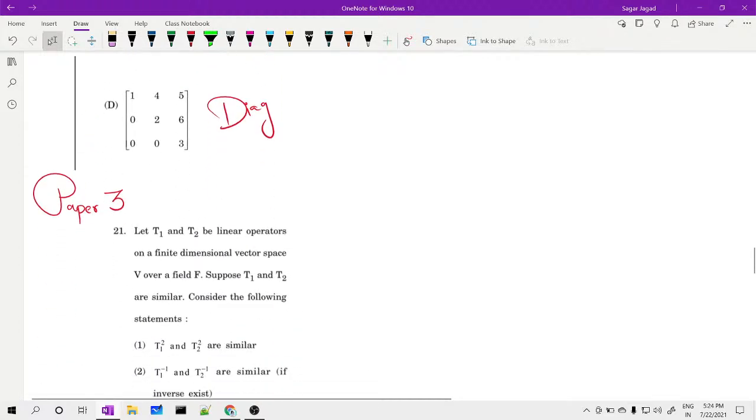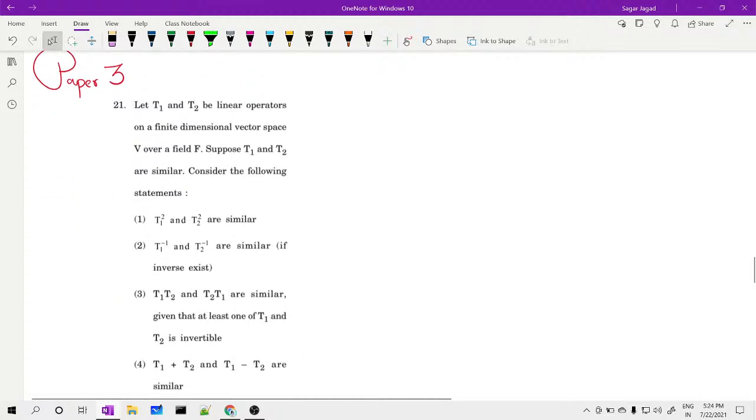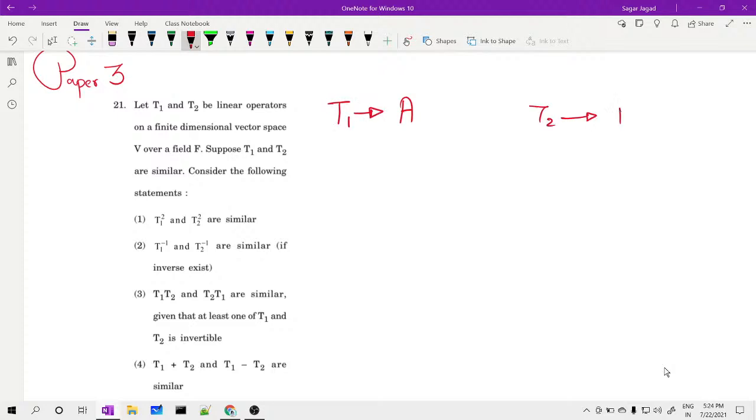Okay, now let's come to paper 3. There will be fewer questions. Let T1 and T2 be linear operators on a finite dimensional vector space V over F. Suppose T1 and T2 are similar. Consider the following statements: T1 square and T2 square are similar. What I can think here, my dear friends, is that linear operators can be considered as matrices. So suppose T1 corresponds to the matrix A and T2 corresponds to the matrix B.